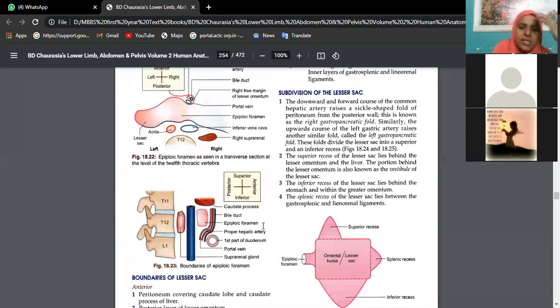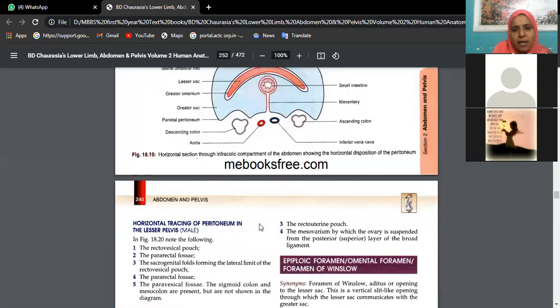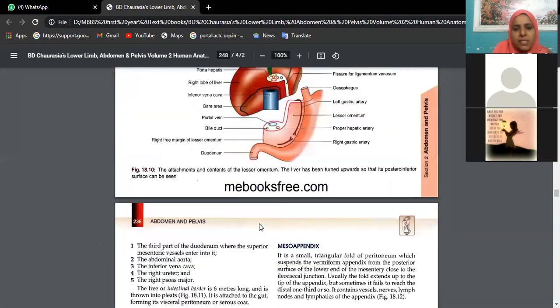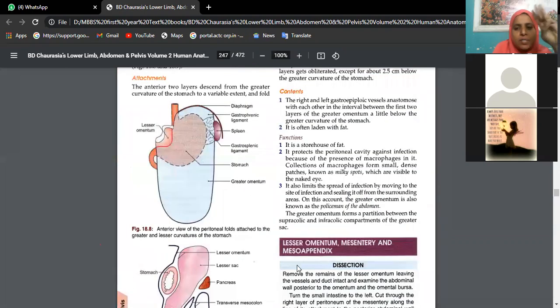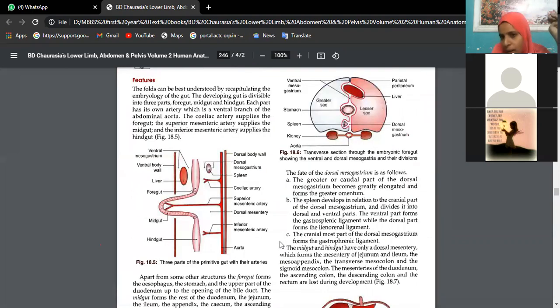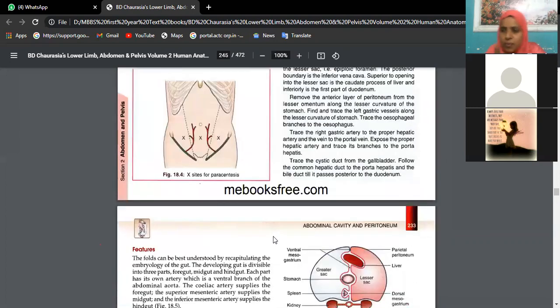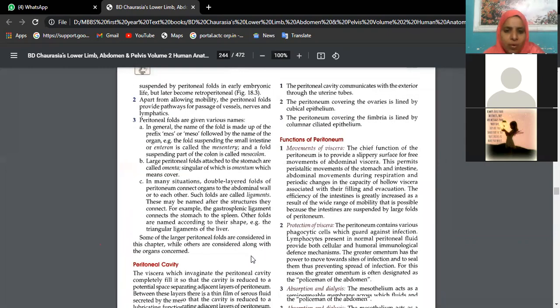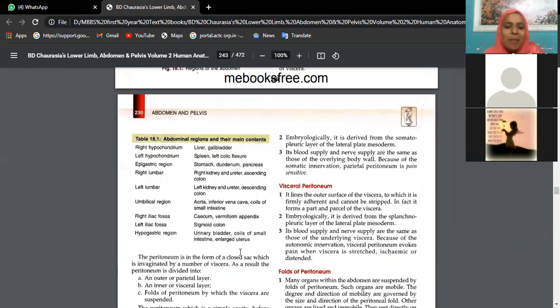Do you remember there is a communication between the greater and lesser sac? There is a hole which connects the greater sac with the lesser sac. Very important, it is a 3 marks question. Which foramen? Epiploic. Epiploic? Excellent. Epiploic foramen.